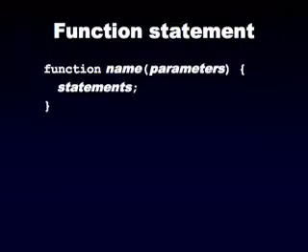JavaScript has a function statement, which is used for declaring functions. A function has a name, an optional set of parameters, and then a set of statements which get executed when the function is invoked.